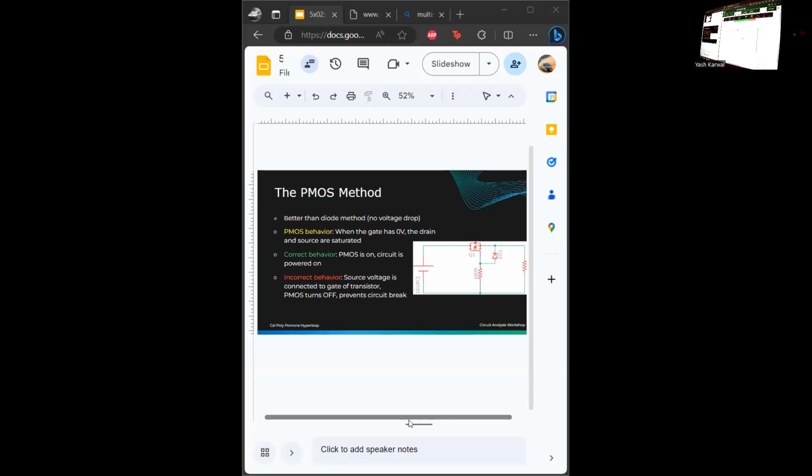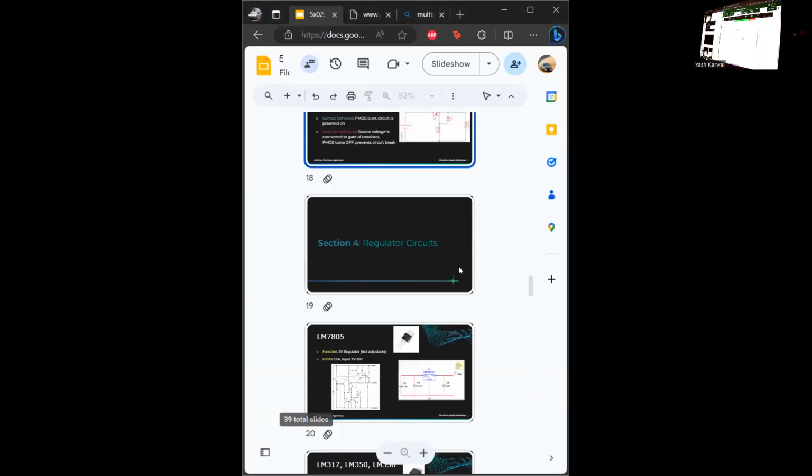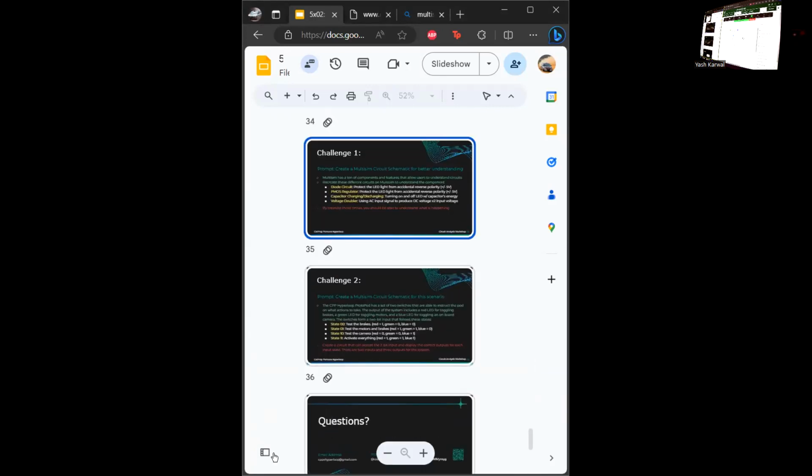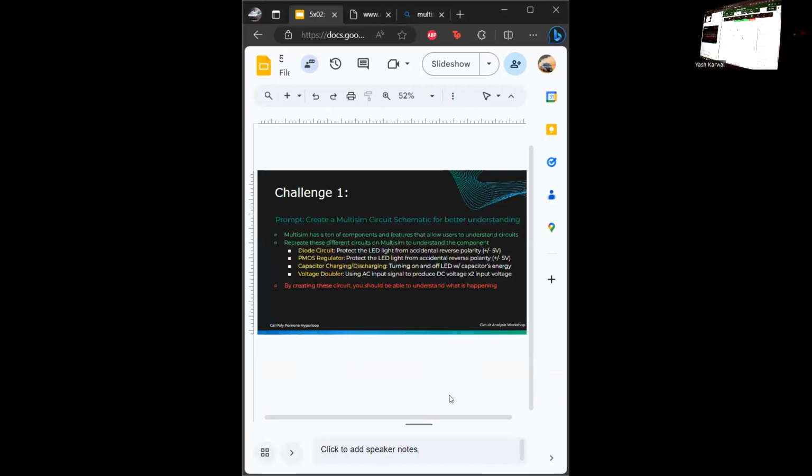Okay, we finished 2 of them already. Let's see, let's go back down. So now we're gonna do a capacitor. Oh, any questions? Yes?